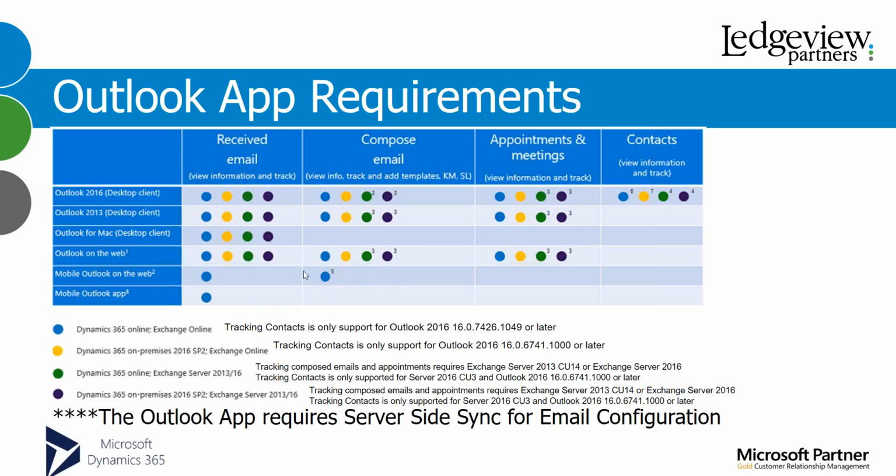And then for mobile Outlook on the web, there's a small caveat that we mentioned on the previous page. And then composing emails with Dynamics 365 online with Exchange Server and on-premise with these Exchange servers. Tracking composed emails requires a specific Exchange server, cumulative update 14 for 2013, or Exchange Server 2016. I'm not going to go into all the minutiae and details of this, but just understand that there are certain caveats and limitations based on your server configuration and the different medium that you're using to access the Outlook app.